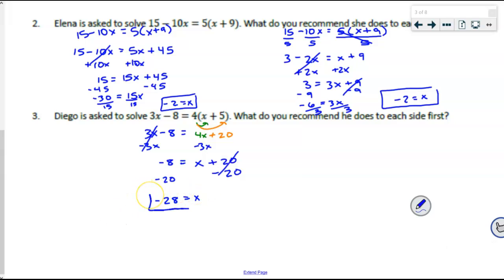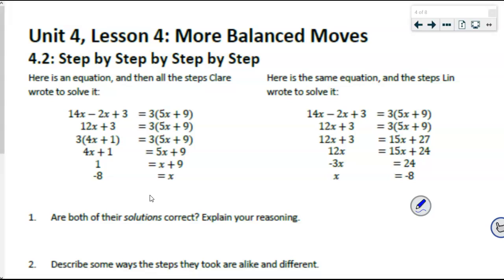How'd you guys do? Thumbs up, thumbs sideways, thumbs down? Okay, great. Let's move on. This is officially lesson 4. More balanced moves.